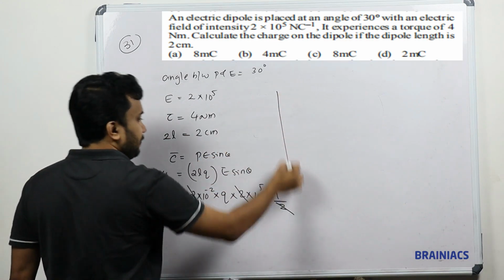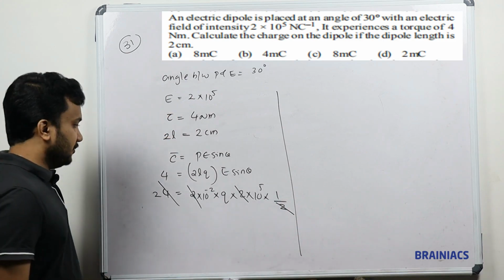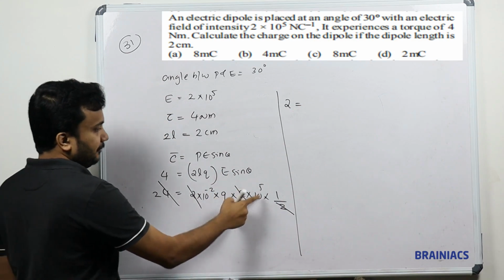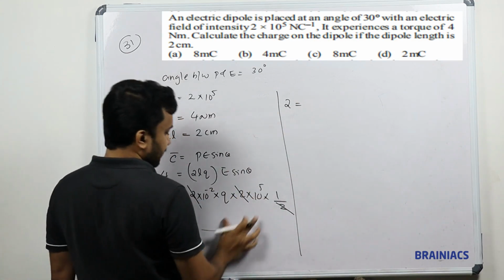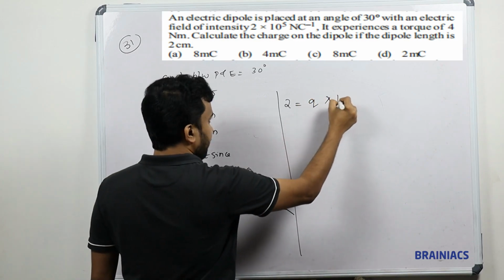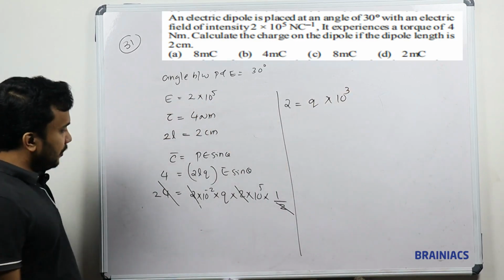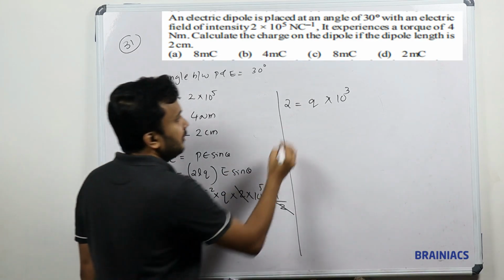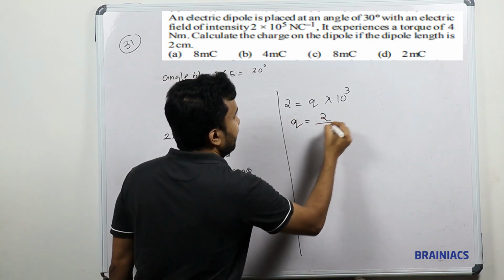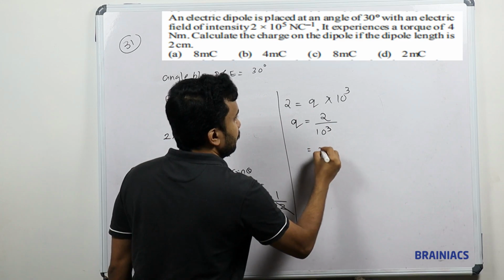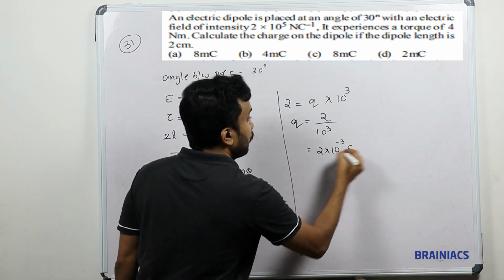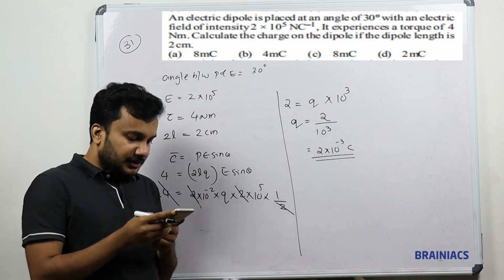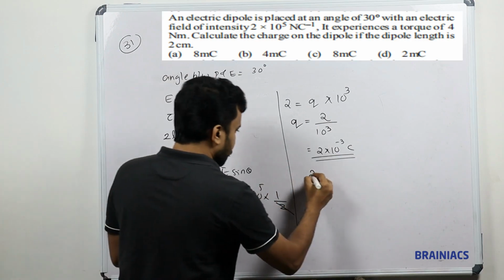Okay, so now we'll simplify further in the next steps. Here we have 2 on the left side, and on the right side we have 10 power minus 2 and 10 power 5, so we have q into 10 power 3. No other term, I guess I have not missed any term. So q will be equal to 2 divided by 10 power 3, which is equal to 2 into 10 power minus 3 coulomb, or I can say 2 millicoulomb.